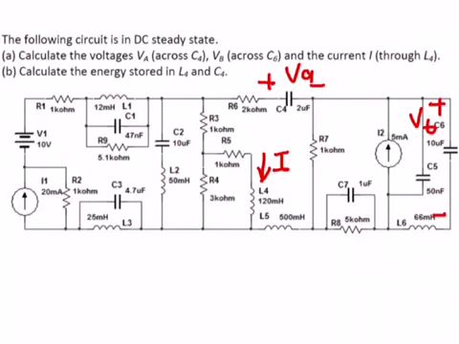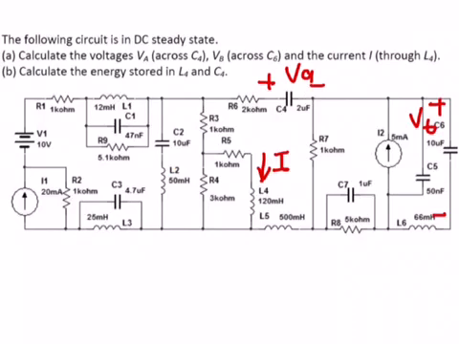I need the voltage across the capacitor C4, so I need to calculate this one. Okay, I need to keep track of the voltage across C4. I need to keep track of the voltage across C6. I need to keep track of the current through the inductor L4. So even though these capacitors and the inductors will disappear from the circuit, I have to keep track of the voltage across them. And once I know the voltage and current through them, I can calculate the required energies.